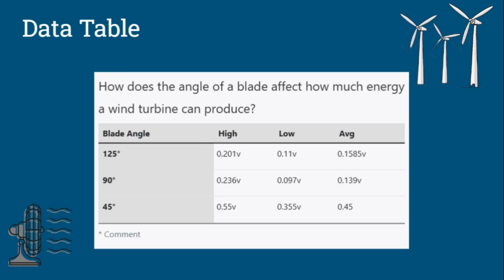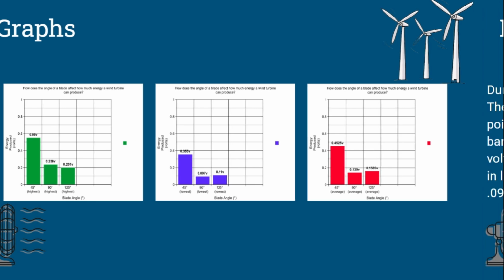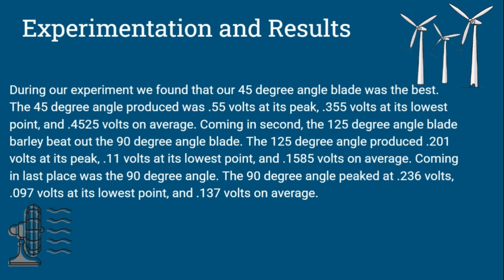This is our data table. And these are our graphs. During our experiment, we found that the 45-degree angle was the best. The 45-degree angle produced 0.55 volts at its highest, 0.355 volts at its lowest, and 0.525 volts on average.